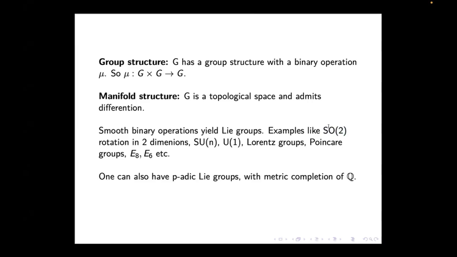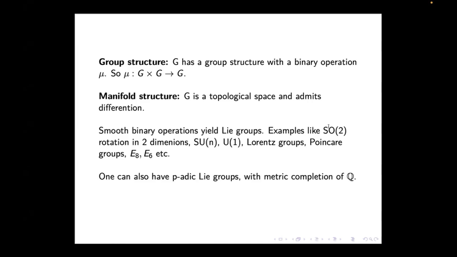SO2 is basically the group of rotations in 2 dimensions. Like you have cos theta, sine theta, minus sine theta and cos theta, if I'm right. I don't know. But the group of rotations in 2 dimensions, those are Lie groups. What that means is it's also a manifold. SO2 elements are also on a manifold. That is what we are saying.